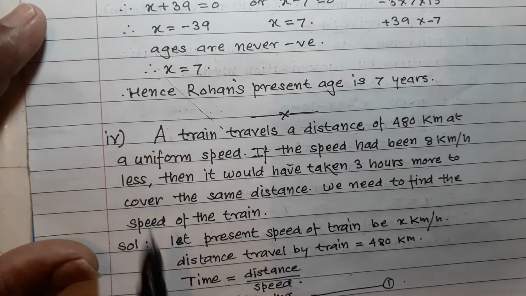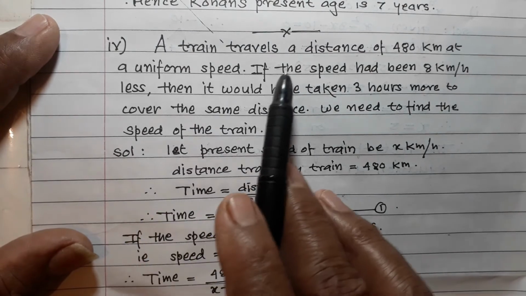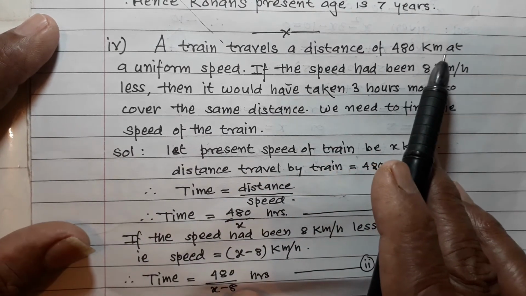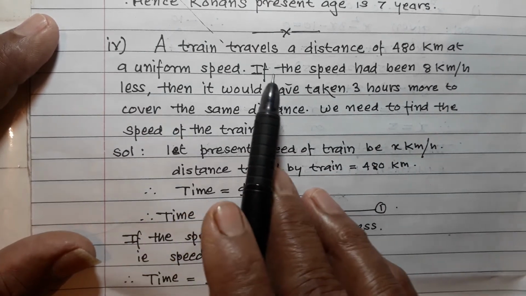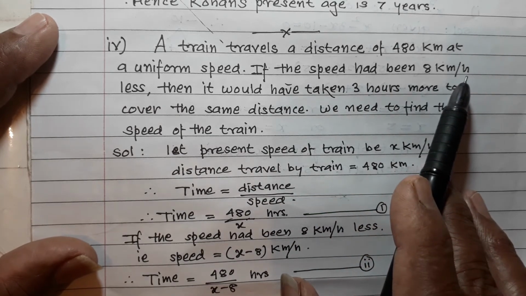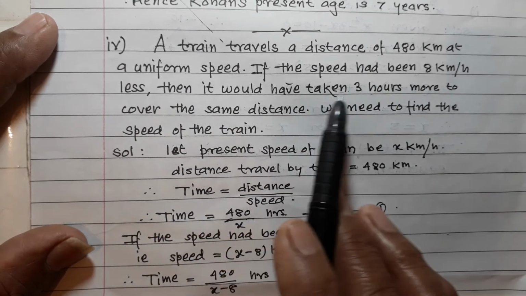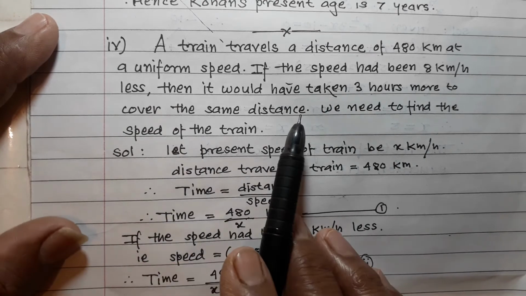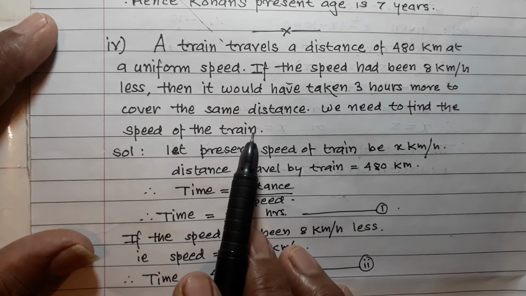Question number 4. A train travels a distance of 480 km at a uniform speed. If the speed had been 8 km per hour less, then it would have taken 3 hours more to cover the same distance. We need to find the speed of the train.